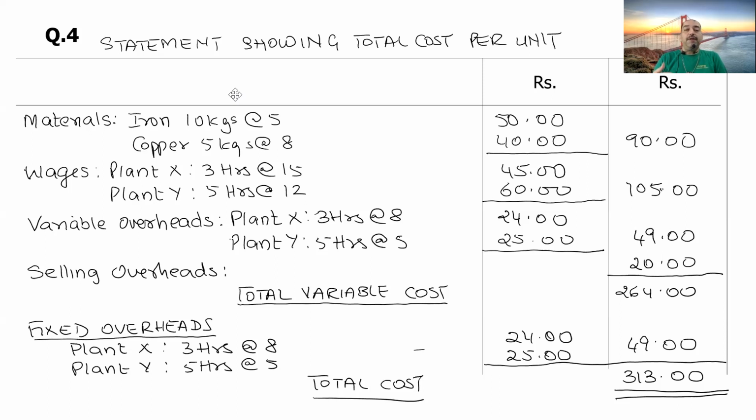Now, see, this much minimum is required. They have asked for minimum price, not for the maximum price. Minimum price is that price which will help you to sustain in the market, that means remain in the market. So, to sustain in the market, to be alive in the market, you should be able to recover at least the variable cost of 264. So selling price should be 264.